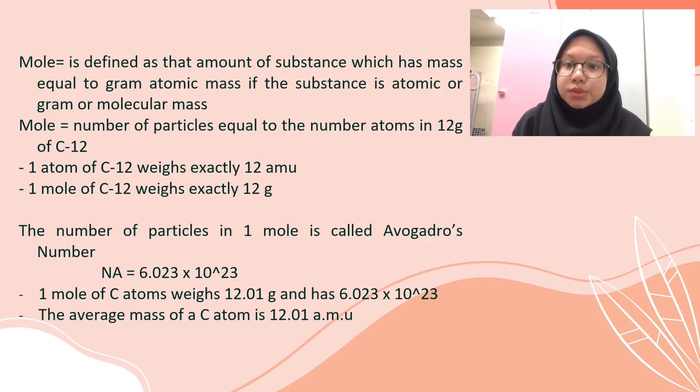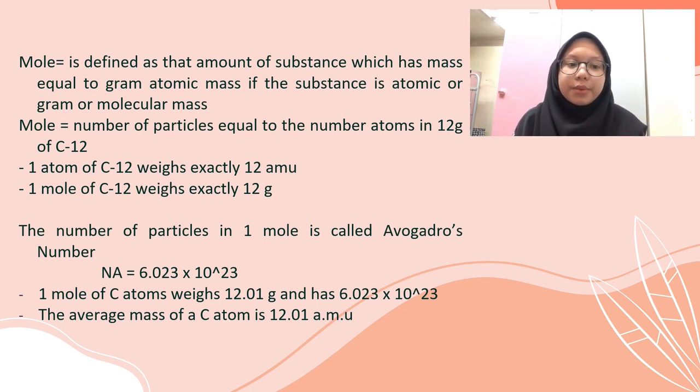So what is a mole? A mole is defined as that amount of substance which has a mass equal to the gram atomic mass if the substance is atomic, or the gram molecular mass. A mole is the number of particles equal to the number of atoms in 12 gram of carbon 12. One atom of carbon 12 weighs exactly 12 AMU, which is atomic mass units, and 1 mole of carbon 12 weighs exactly 12 gram. So atomic mass units are the same as the gram.